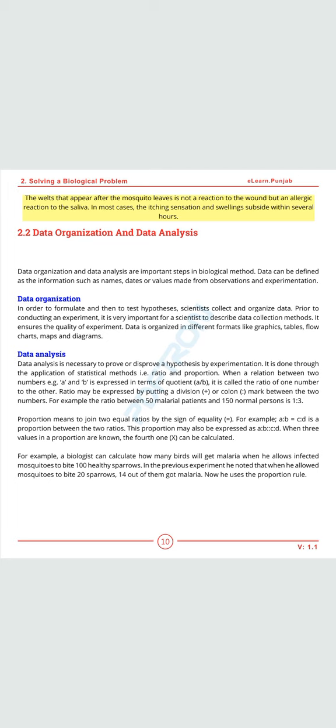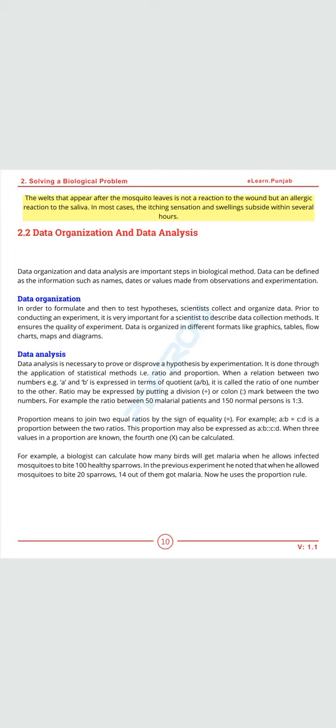Data organization and data analysis are important steps in biological method. These are most important steps in organization. Data can be defined as information such as names, dates, values made from observation and experiments. Data is that information that must be in such a form, like names, dates, values, that are made from the observation and experiments.